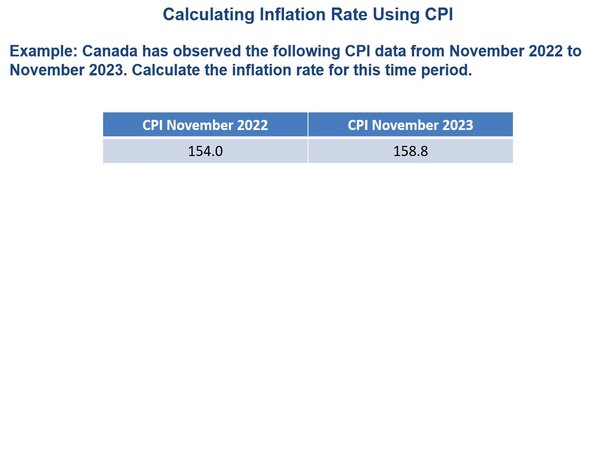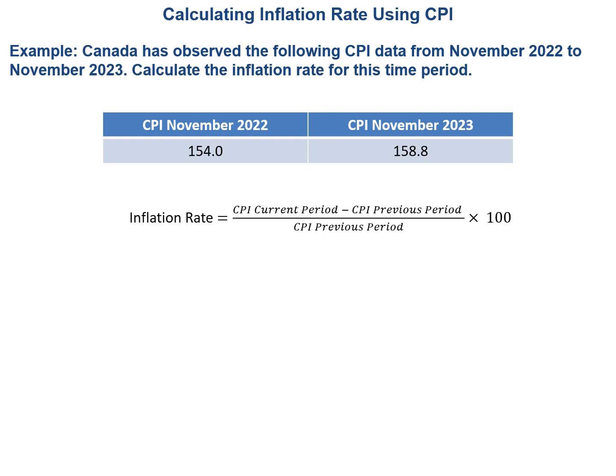To do so, we're going to be using this equation. The inflation rate is equal to the CPI in the current period minus the CPI in the previous period, divided by the CPI in the previous period, times 100. The current period will be November 2023 as that is the higher year. The current period is always the higher year or higher date, and the previous period would be the lower one. So in this case, the CPI of the current period would be November 2023 and the previous period will be November 2022.